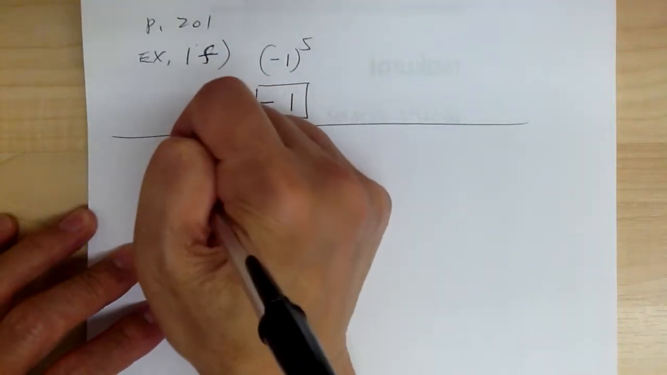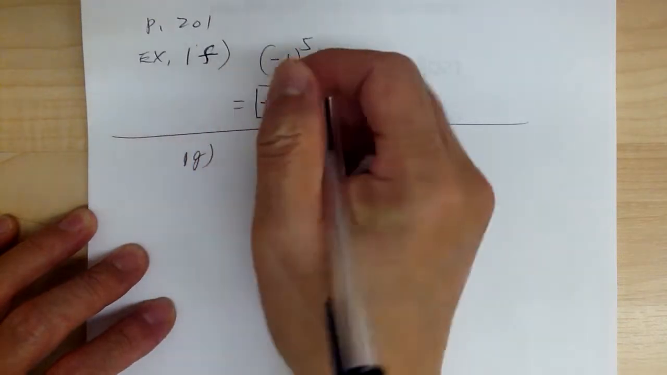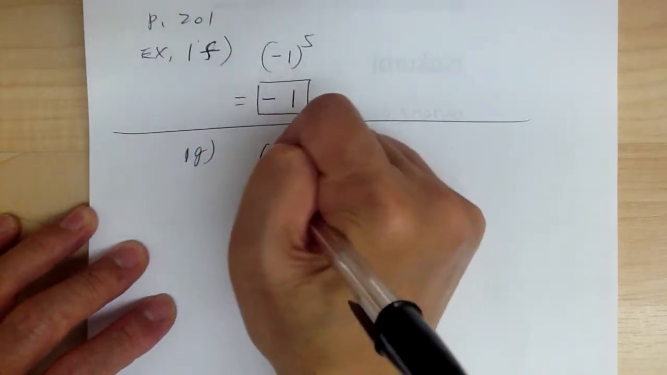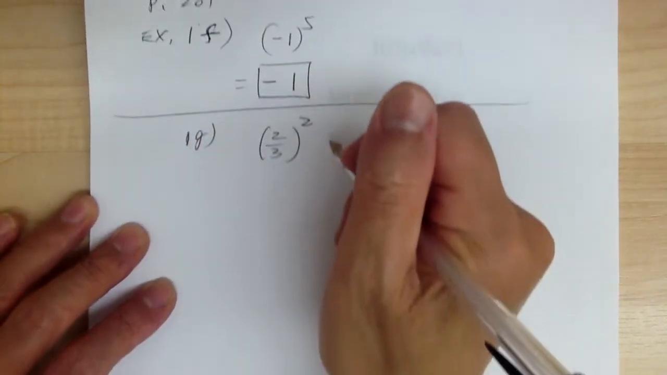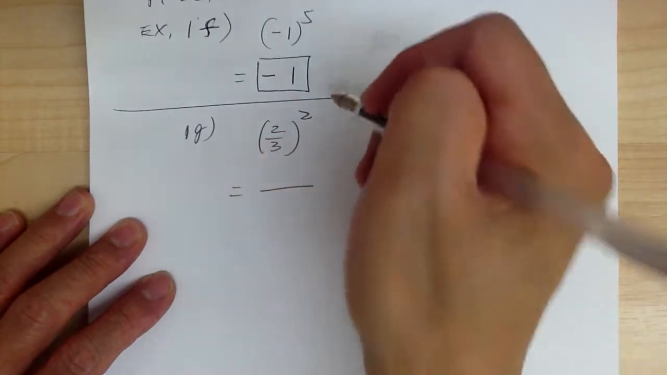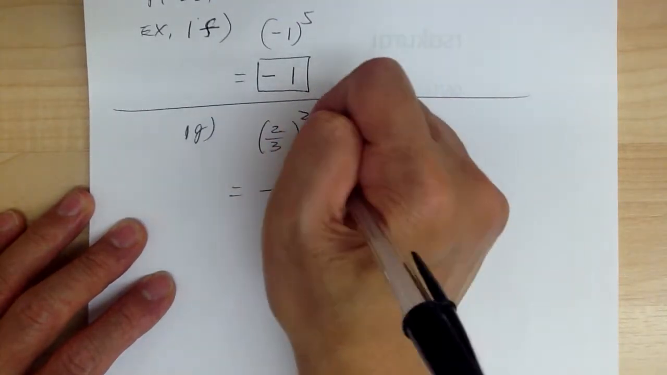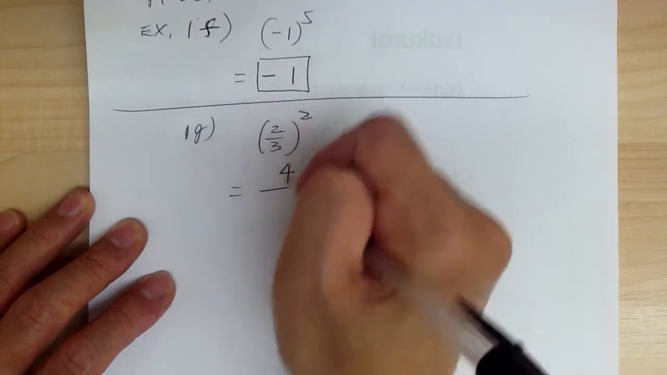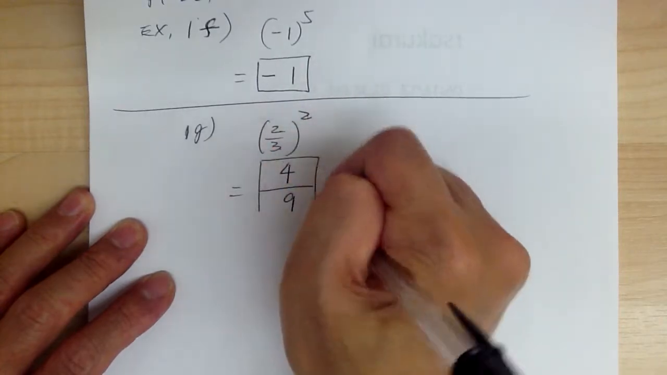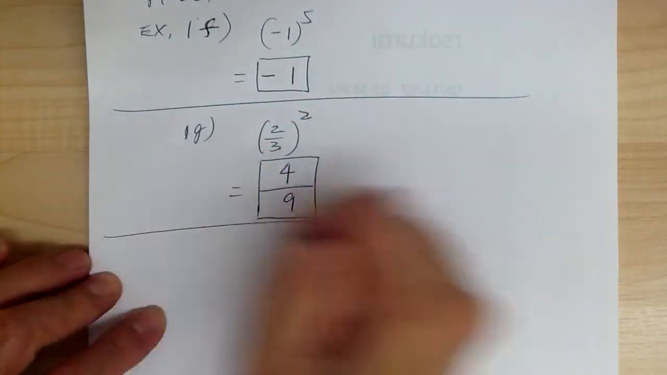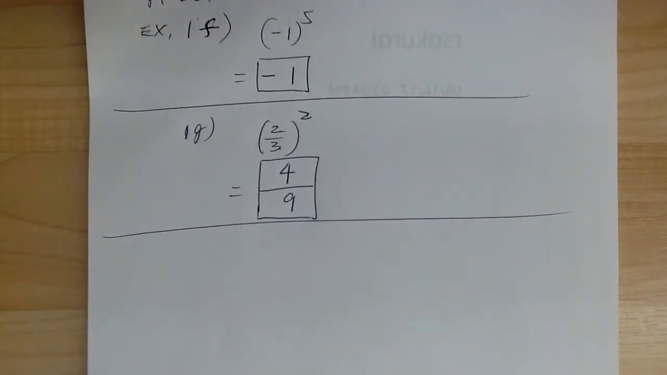Okay, let's go to example 1g. So you got 2 over 3, squared. When you have a fraction, you just do each part individually. So 2 squared is 4. 3 squared is 9, and that's it. You just do each part individually, and it will be fine. Okay, let's go to example 2.